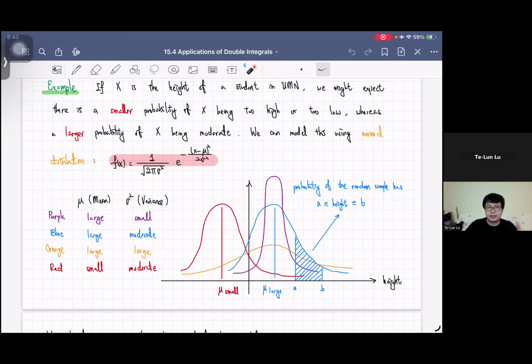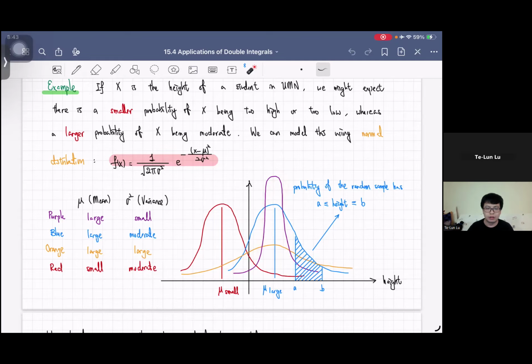So if, say, you have very many outliers in UMN, there are some tall people, there are some short people, there are also a lot of moderate height people, then in that case, the variance will be large because there is uniformly distributed height. However, if most people, I mean like a majority of people, have moderate height, then it will be centralized at the mean. In this case, it looks like the purple curve.